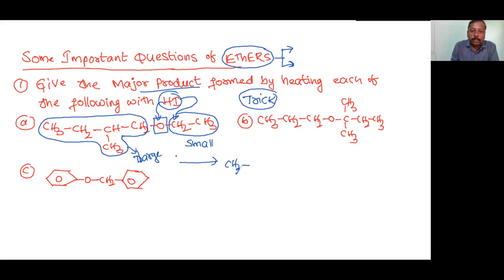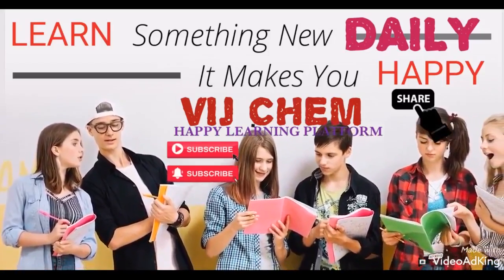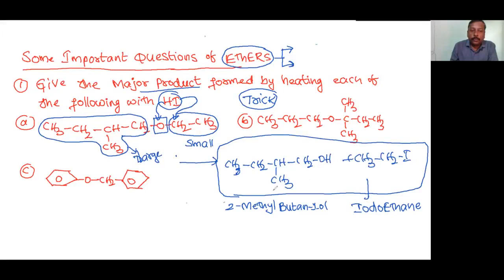The first answer will be CH3, CH2, CH, CH3 and CH2, then OH. Understood? Then the second product will be CH3CH2I. So this is the second answer. Like that you can try the B answer also. So the first major products obtained are 2-methylbutan-1-ol and iodoethane.